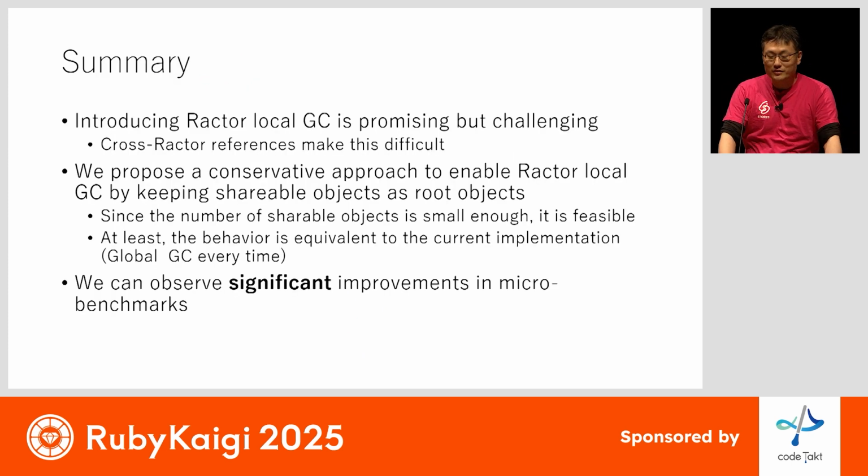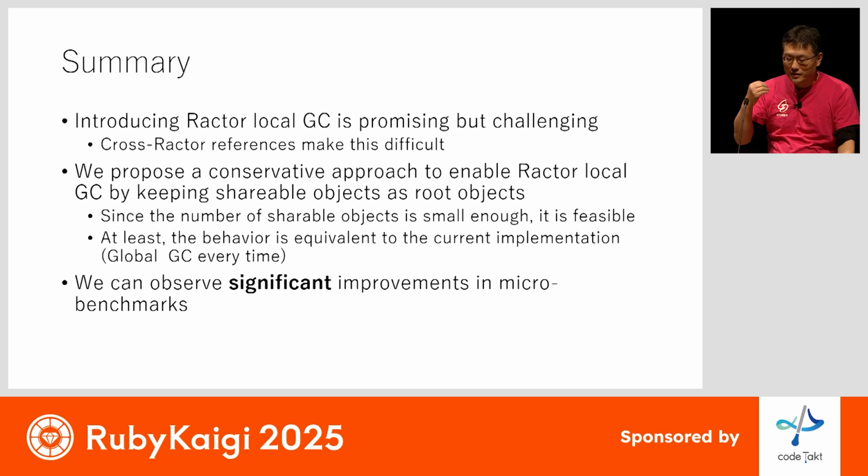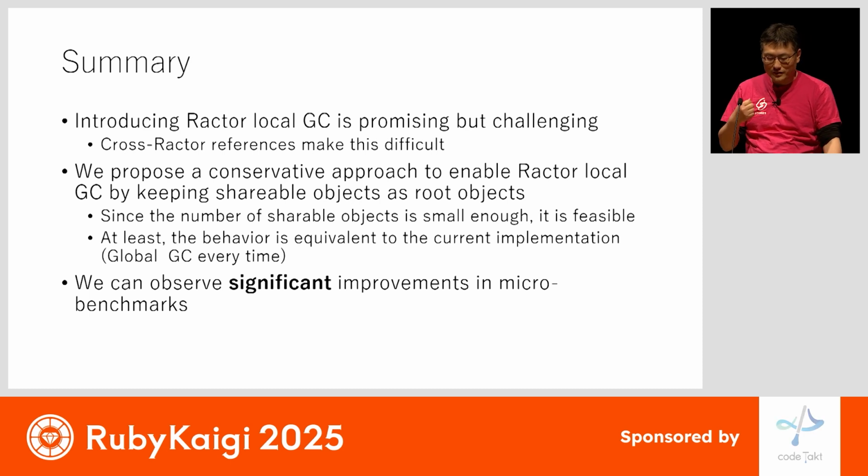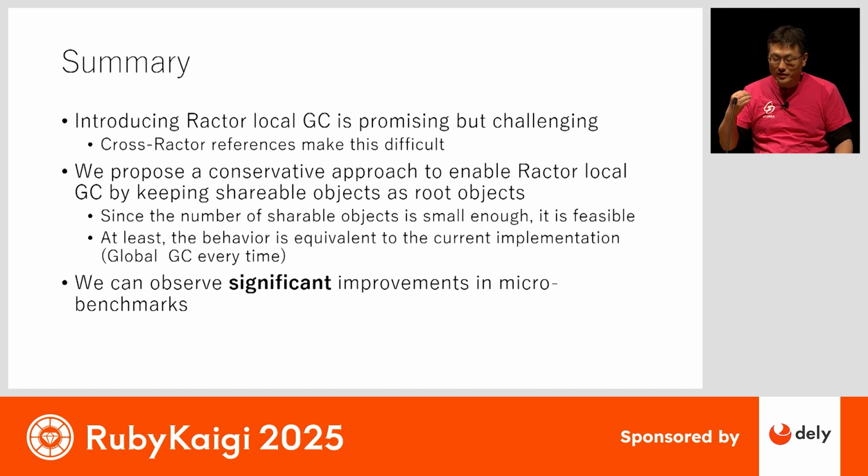So let me start with the conclusion of this talk. Introducing Ractor local GC is a promising direction, but it's also a very challenging one. The biggest issue is cross-Ractor reference. As soon as objects start being shared, things get complicated.